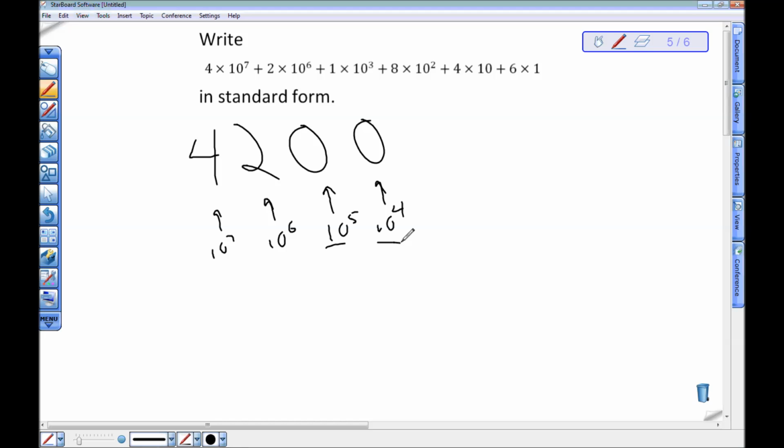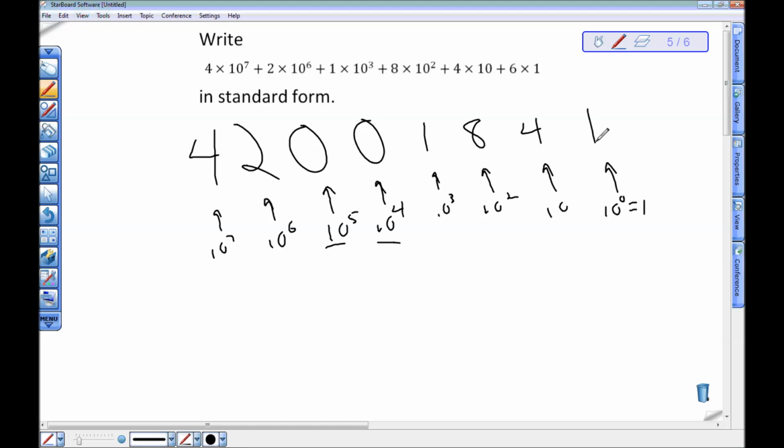Okay, now I have 1 times 10 cubed. So my 10 cubed spot has a 1. My 10 squared spot has an 8. My 10 spot has a 4. And my 10 to the 0th, or 1 spot, has a 6 in it.